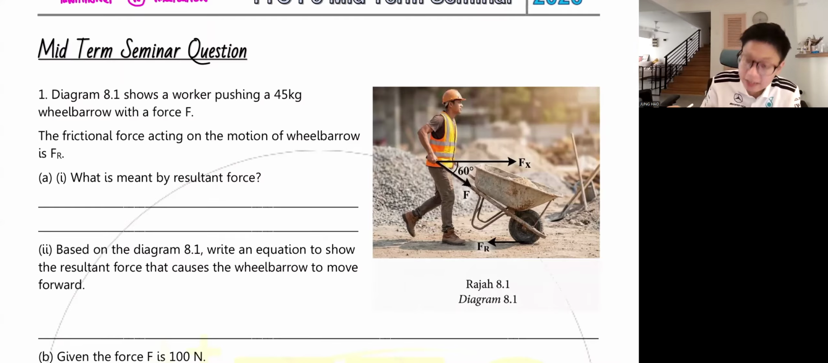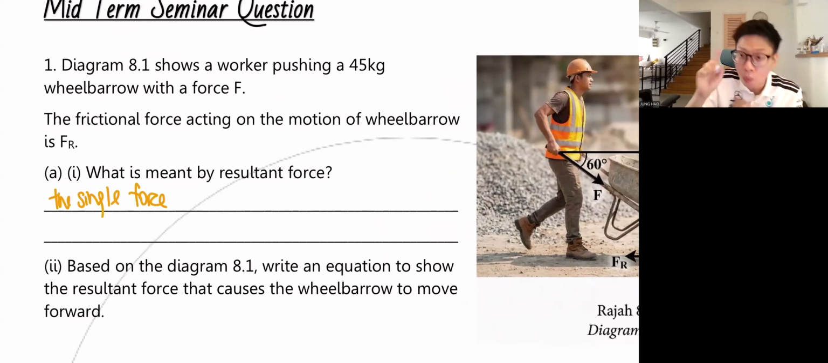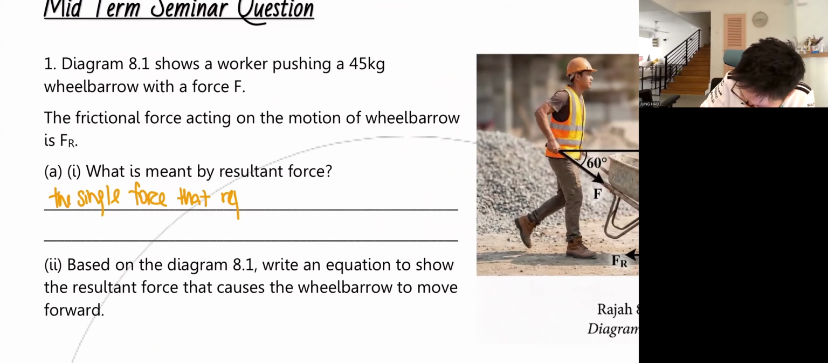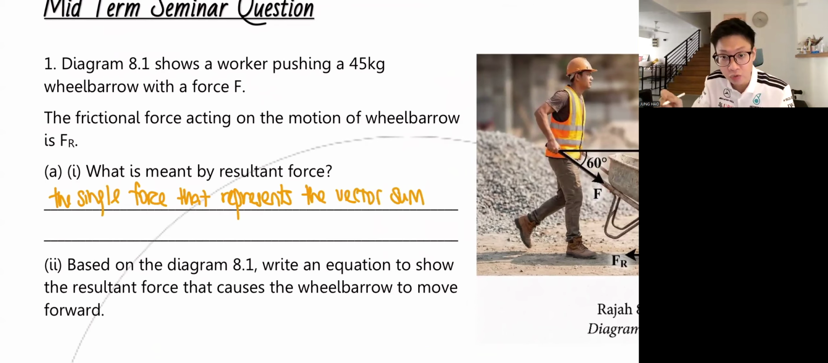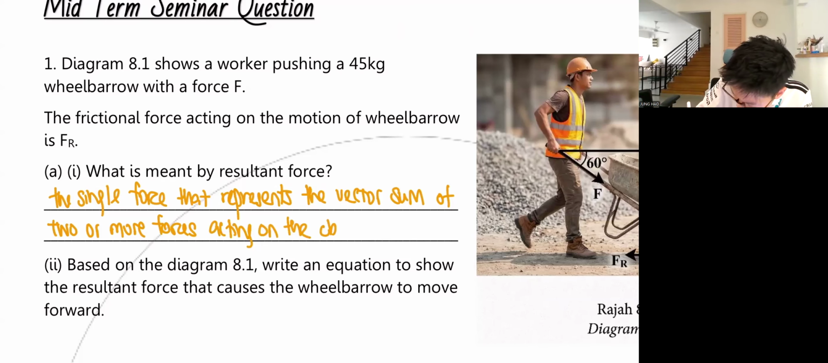Okay. Now, let's write this together. It is basically the single force that represents the vector sum. Means you add everything. The single force that adds everything of two or more forces acting on the object.